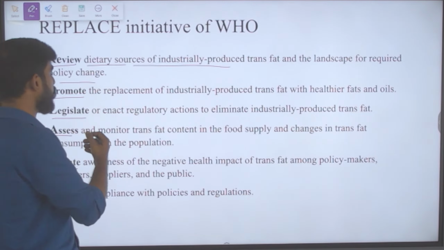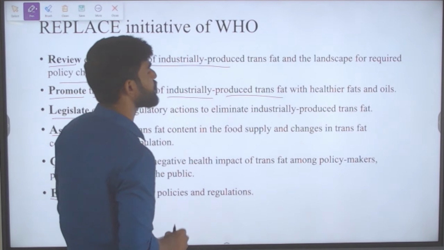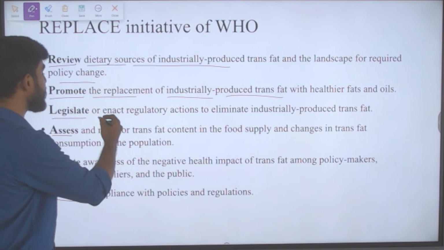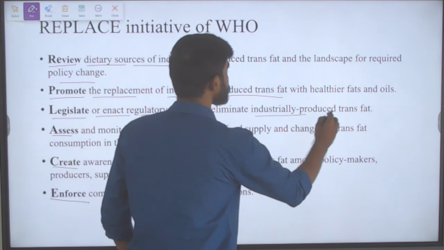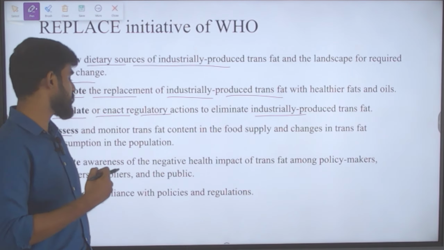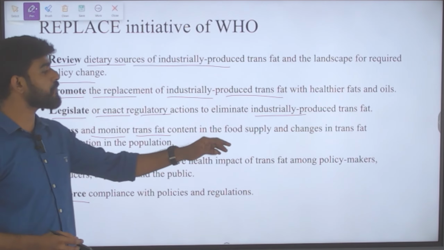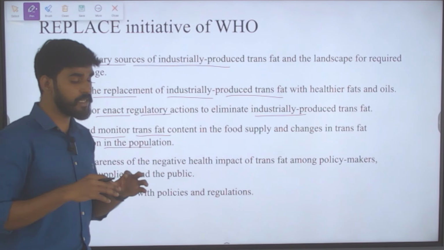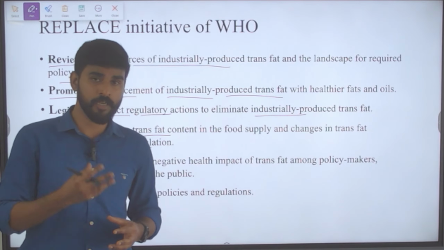Next is promote. What should we promote? Promote the replacement of industrially produced trans fat with healthier fats and oils. This is promoting. Next is legislate or enact regulatory actions to eliminate industrially produced trans fat. So legislation, the government supported legislation has to be there. Next is assess and monitor trans fat content in the food supply and changes in trans fat consumption in the population. So how has the trans fat consumption changed among the population? This has to be assessed and monitored.